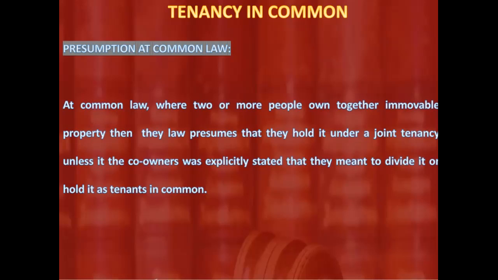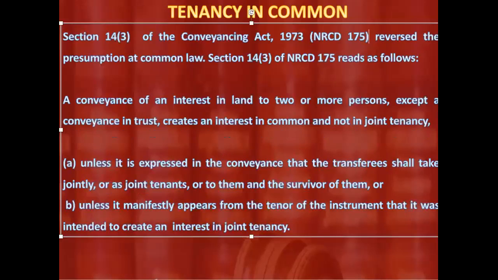But when this law came into force, we had a provision under Section 14, subsection 3, which had the effect that a conveyance of an interest in land made to two or more persons creates a presumption that there was a tenancy in common and not a joint tenancy. It means that from 1st of January 1974, when you have a property conveyed to two or more people in Ghana, the presumption is that they hold it as tenants in common and not joint tenants.